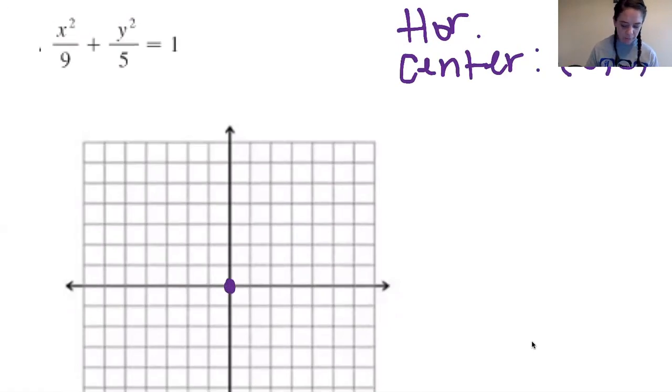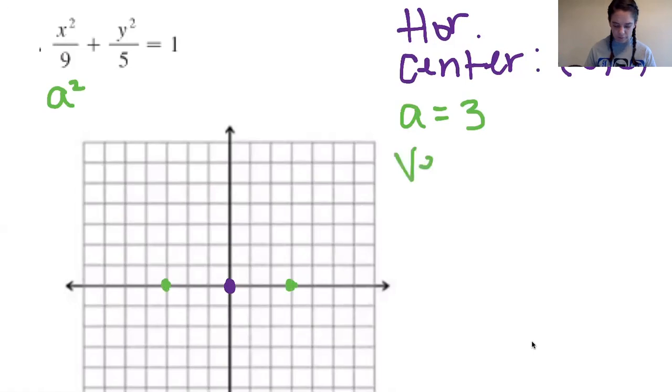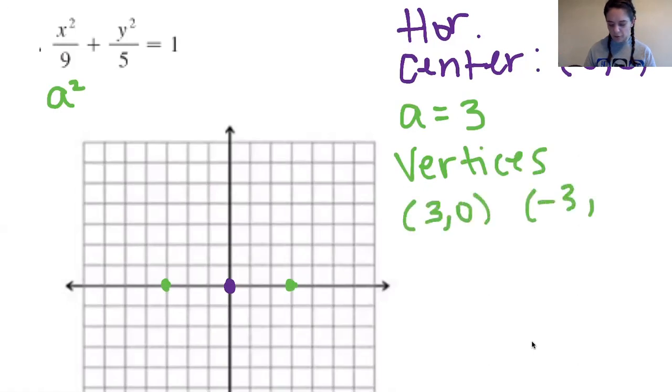Now, since 9 is the larger of the two denominators, 9 is what we would consider to be a squared, which means a is 3. Since this is a horizontal ellipse, we are going to go 3 to the right and 3 to the left for our vertices. So I just plotted my vertices at 3, 0 and negative 3, 0.